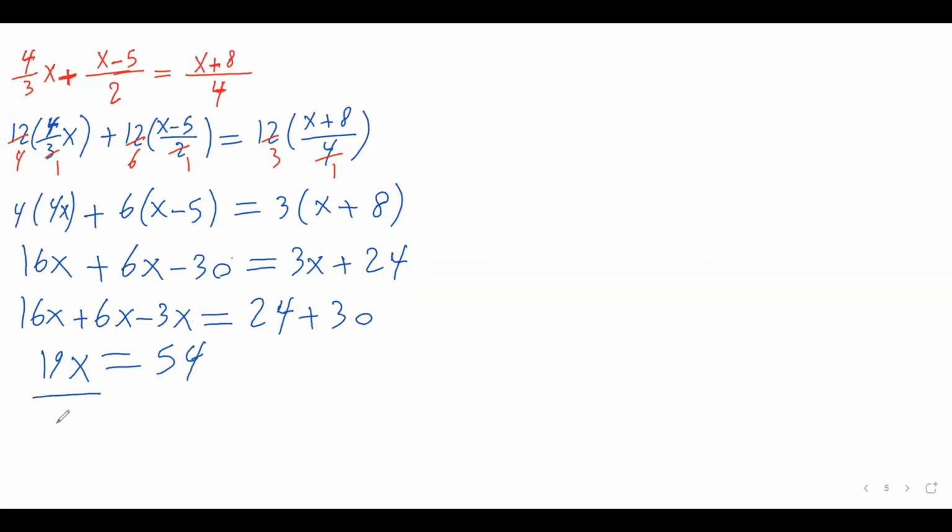So we divide both sides by 19. So this 19 and this one, they cancel each other out. On the left side, I have x, which equals 54 divided by 19. This is our answer.